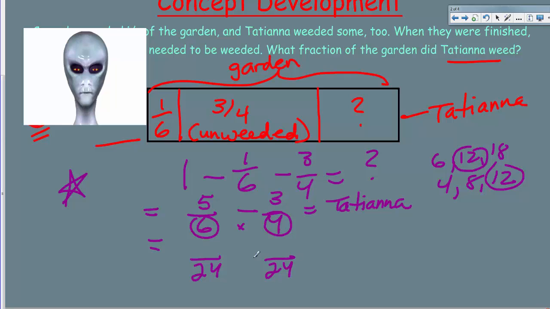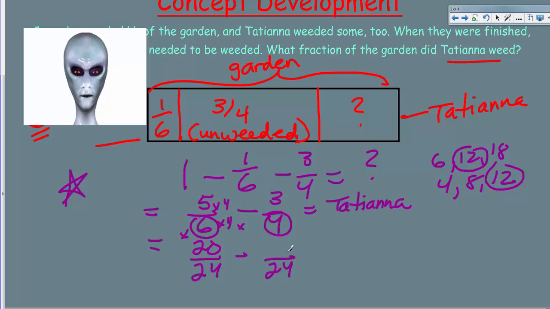And then we have 24 here. Now we're subtracting. And then, of course, 6 times 4 is 24. So 5 times 4 would be 20. That's how I did that. 6 times 4 is going to get me here. So I'm going to go ahead and multiply that top by that same amount.